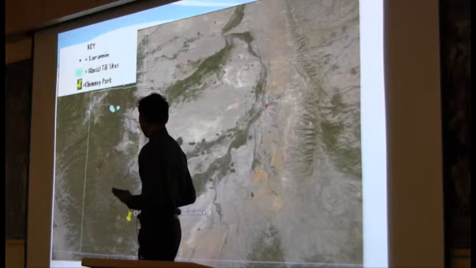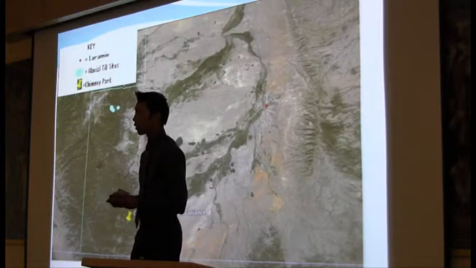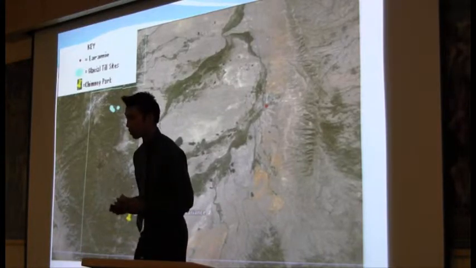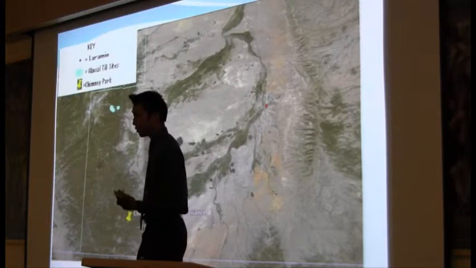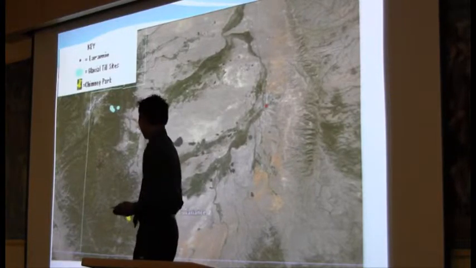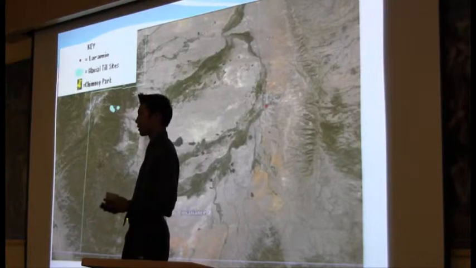This yellow tack here represents Chimney Park, and that's where I retrieved my stem samples. To get the stem samples, a 20-gauge shotgun was used to shoot down branches, and then we collected our samples.